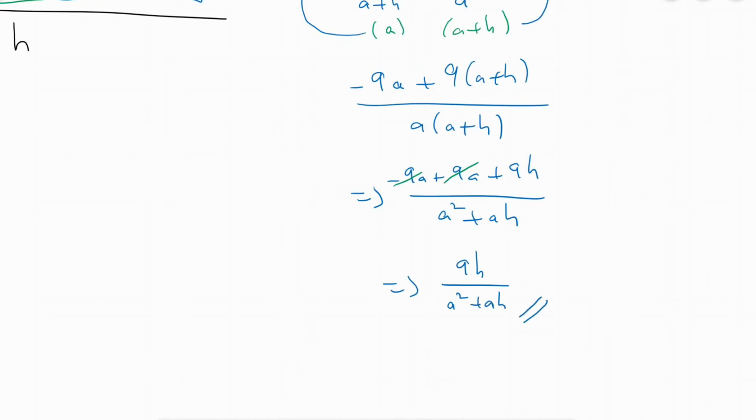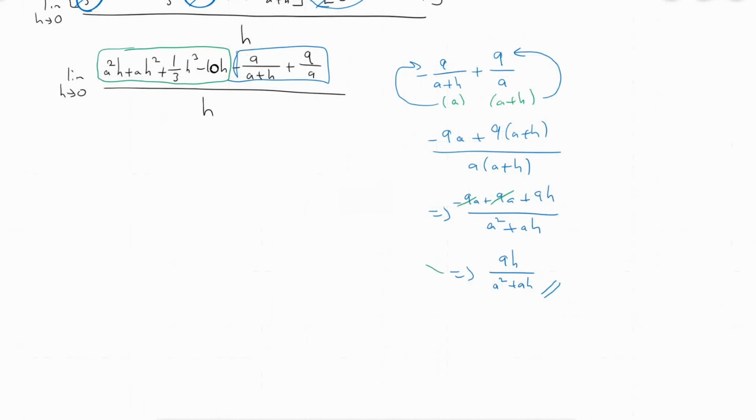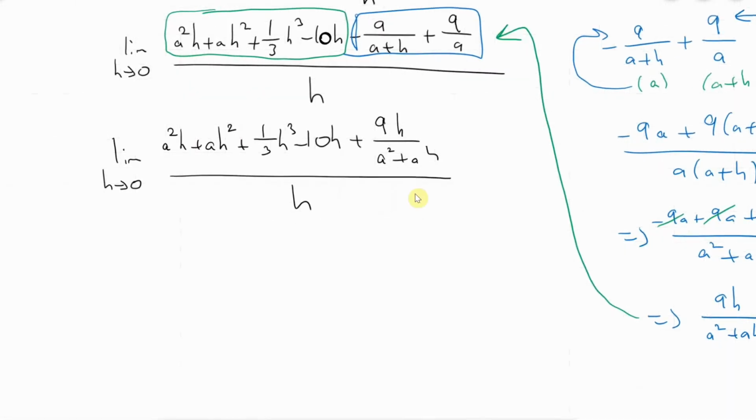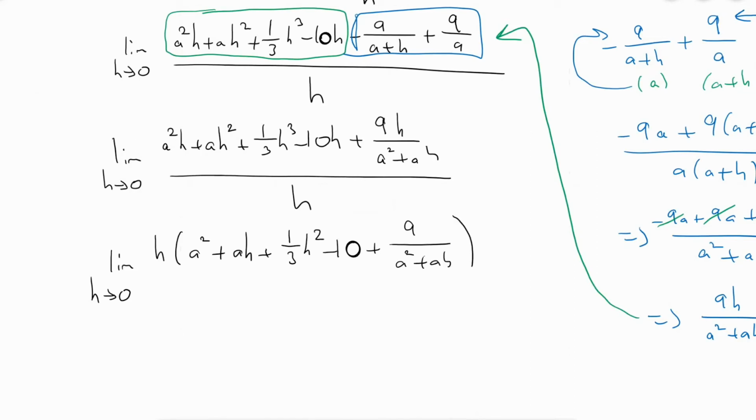So I'm going to put this right back into here, and I'm going to replace this whole blue box with this. Limit as h approaches 0, a squared h plus ah squared plus 1 over 3h cubed minus 10h. Now I have plus 9h over a squared plus ah, over h. Now I can take h out, so I'm going to go ahead and do that. So limit as h approaches 0, I took h out, so I have a squared plus ah plus 1 over 3h cubed. Oh, sorry, h squared. We took h out. And then minus 10 plus 9 over a squared plus ah, all over h.